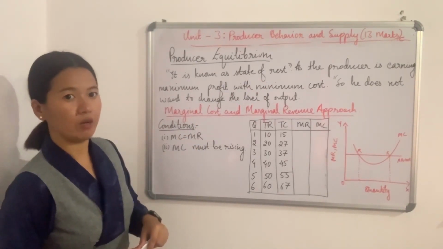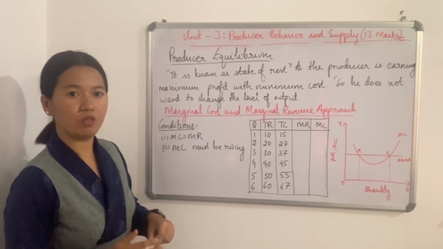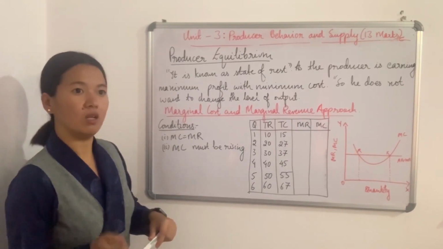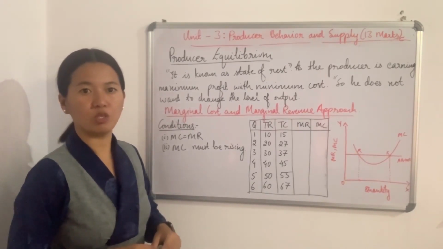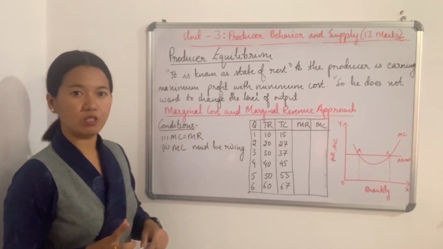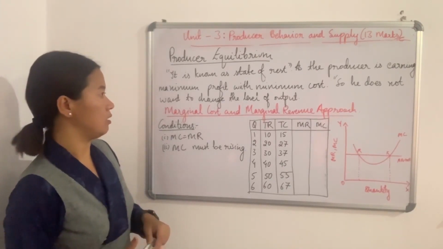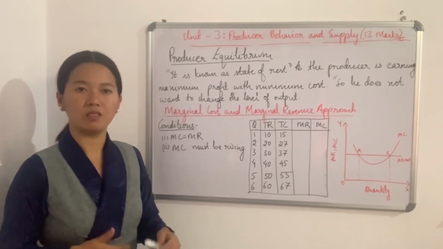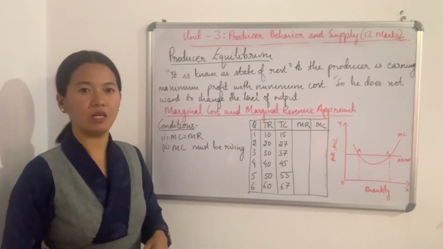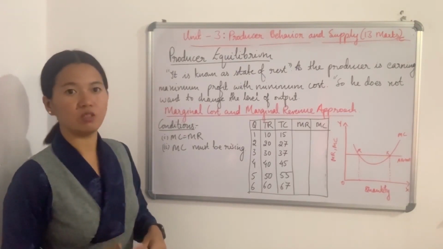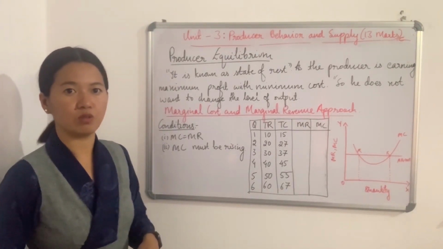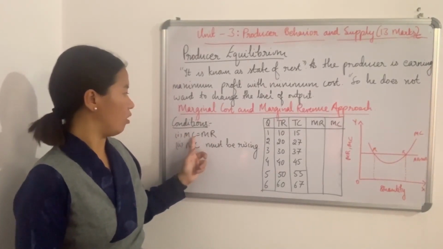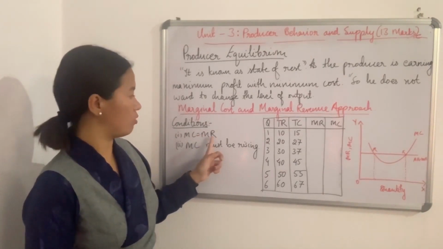And to find out the level at which the producer is at maximum profit, there are 2 methods. The first is the total revenue and total cost approach. Approach is also called method. And the second approach is the marginal cost and marginal revenue approach. Since the first approach is out of syllabus, we are learning the second approach, that is the marginal cost and marginal revenue approach. There are two conditions. The first one is that marginal cost should be equal to marginal revenue.